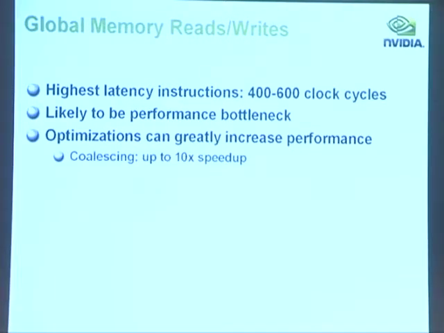Okay, so now I'm going to go into more detail about global memory reads and writes and coalescing and the performance characteristics there. Global loads and stores are the highest latency instructions because they have to go off chip to wait for their results. And they take approximately, for an entire warp, 400 to 600 clock cycles on a GeForce 8800, for example, a G80 GPU or a Tesla. Because these are such high latency, they're likely to be a performance bottleneck, especially if you're not careful with the way you write the code. And so optimizations can greatly increase your performance. In the examples I'll show, you can get up to 10x speed up just by making sure that your accesses are coalesced.